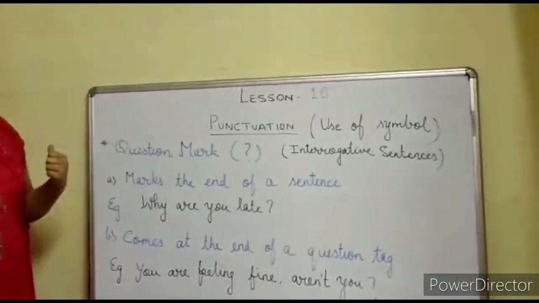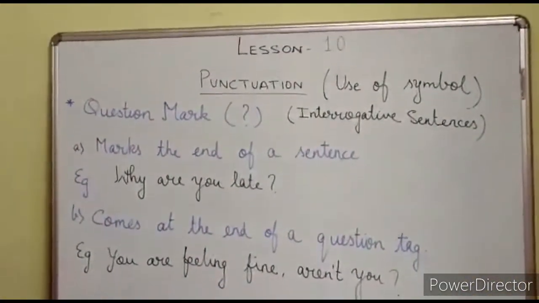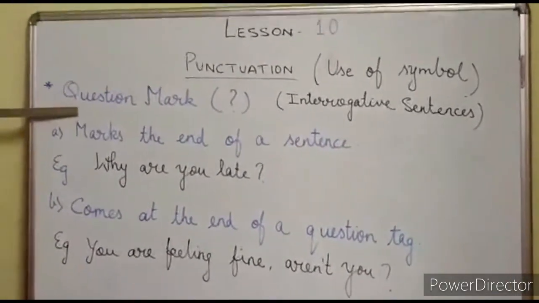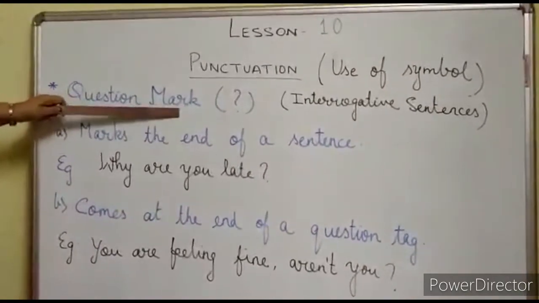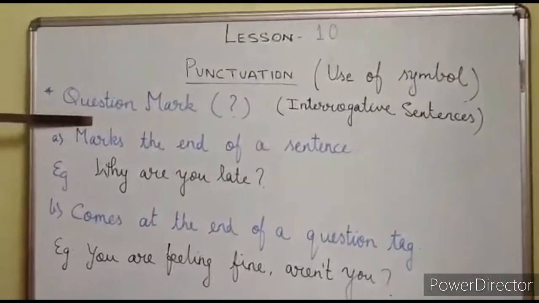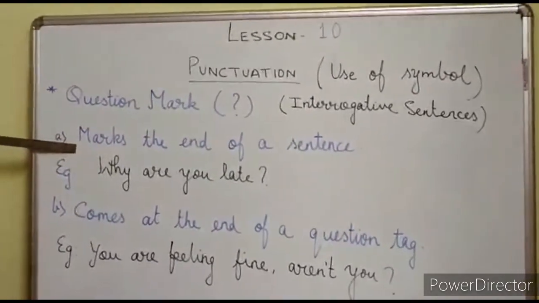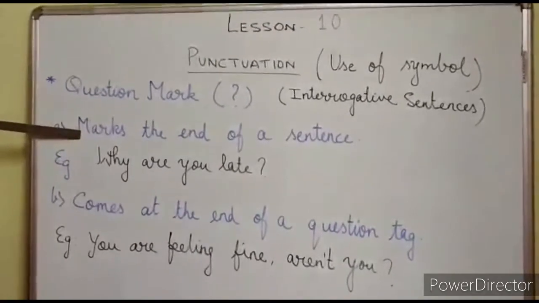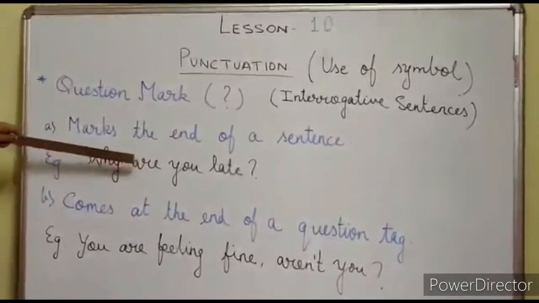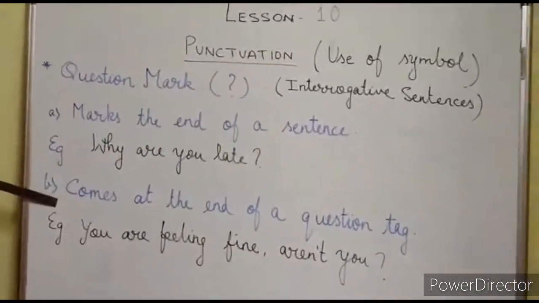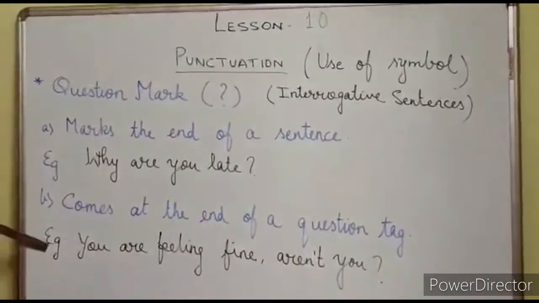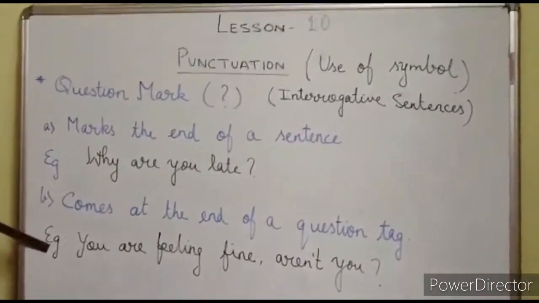Now have a look at the board carefully once again. Question mark, this is the symbol. The sentences which end with question mark, they are called interrogative sentences. The two places where we use it, it marks the end of a sentence, that is a question. For example, why are you late? It ends with a question mark. And number B, it is used when there is question tag. For example, are you feeling fine? And the tag is aren't you?